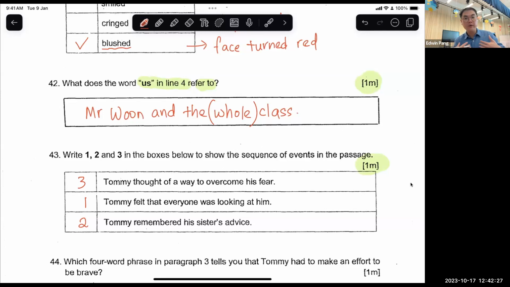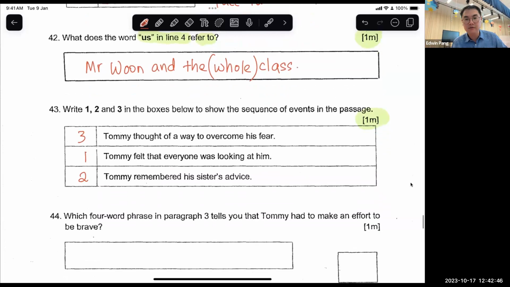Okay, when I say us, it always includes myself. When I say them, it always excludes myself. So you must be very careful which word is being asked for. If it's us, always include the person speaking into it. Okay, so this is a tricky question. That's why I told you this 1 mark is not easy to earn. Okay, Caitlin, you got it? Okay, excellent. Okay, let's move on.